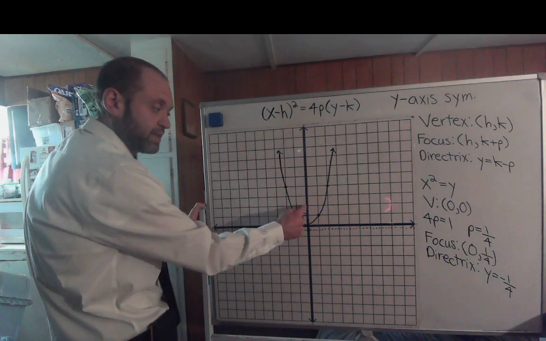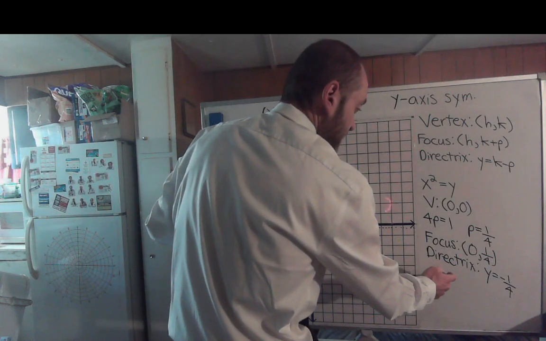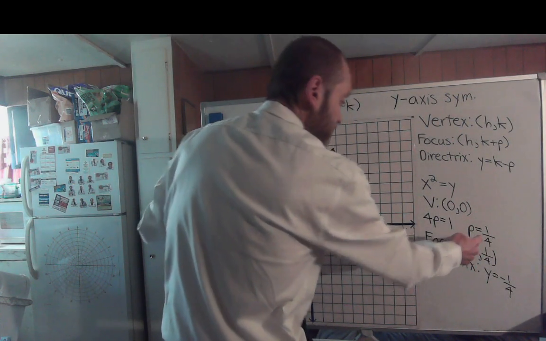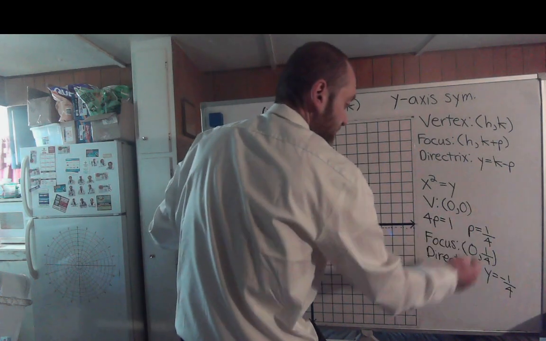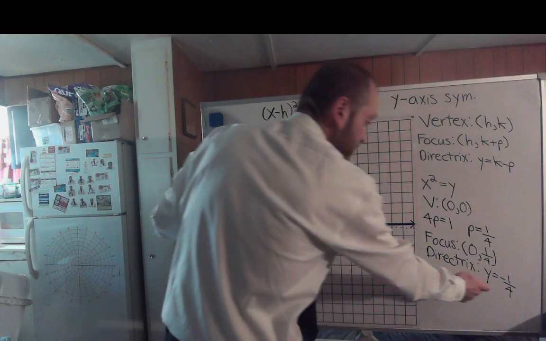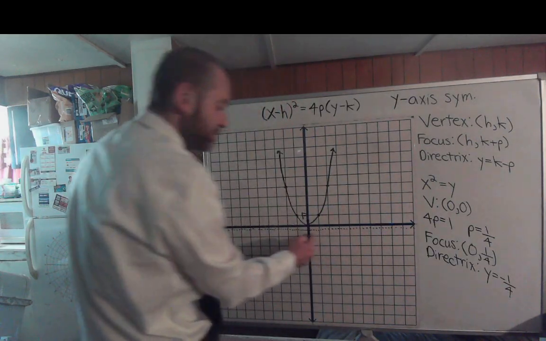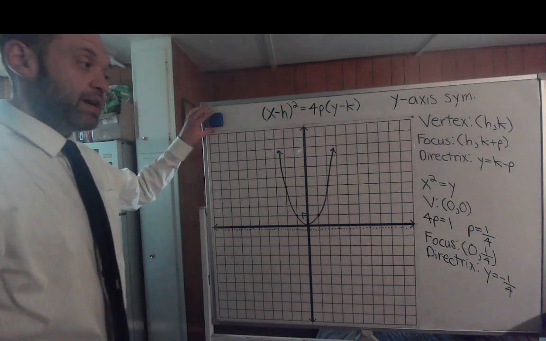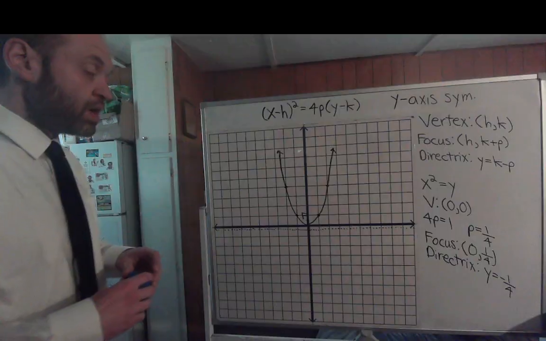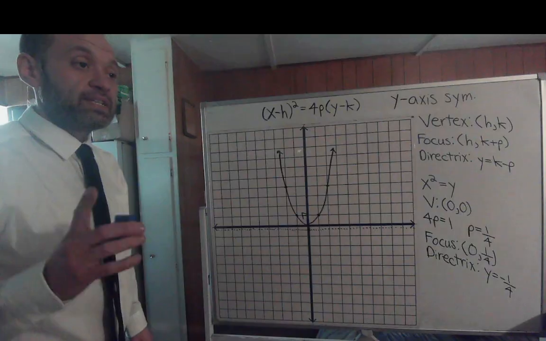And here's my focus written as F. My directrix, now, I would take that p equals 1/4 and subtract it from the y-coordinate of 0 from the vertex, and you'll just get a line, y equals negative 1/4. So this dotted dashed line below the parabola is my directrix. That's how that works.